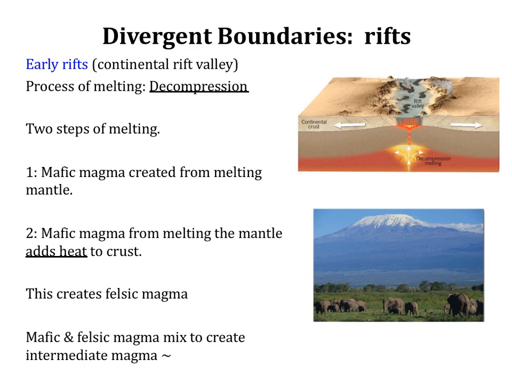So there is a third type of convergent plate boundary, and that's a collision zone. We're not going to talk about a collision zone here because that's not a place where you get volcanoes. So we're just putting volcanoes into the context of the plates.